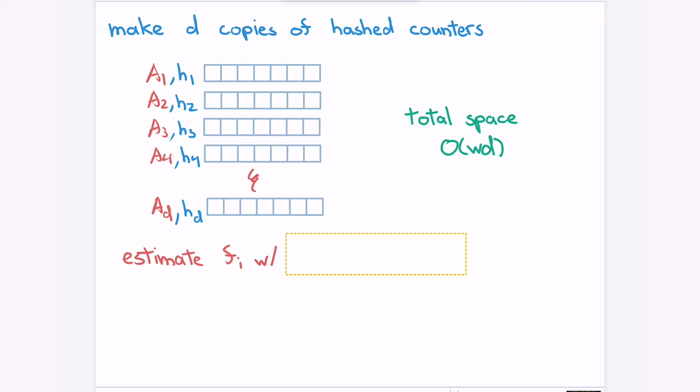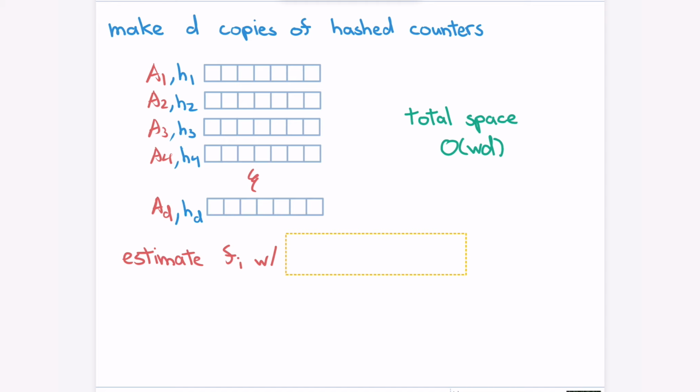Okay, so I think the algorithm's straightforward. Now an element comes in, you increment a bunch of counters. Now if I want to report, let's say, give me an estimate for element 10 or something, you have d different counters to work with. You can look up all d of them, right? And then what do you return?